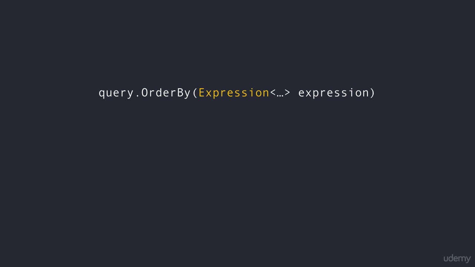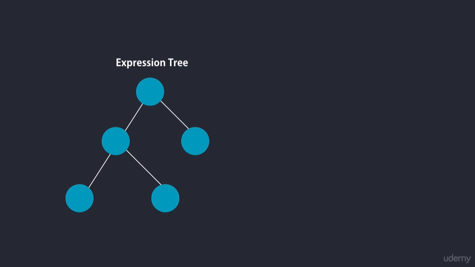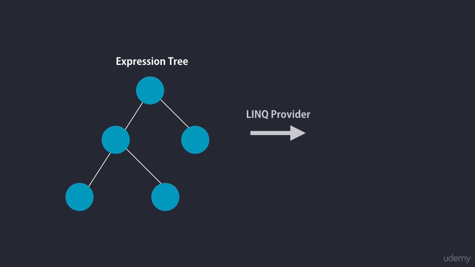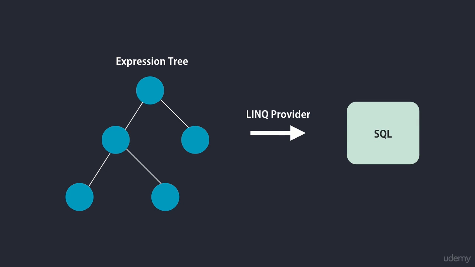And if you look at the signature of LINQ extension methods, like OrderBy, Where, and so on, you can see all these methods get an expression. With these expressions, we can build an expression tree. So we can represent some logic using an expression tree. Then at runtime, the LINQ provider is going to look at this expression tree and convert this logic into SQL statements.